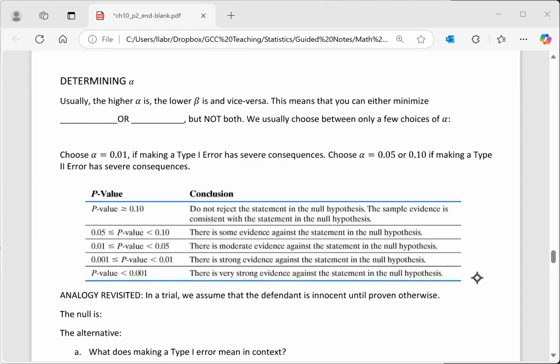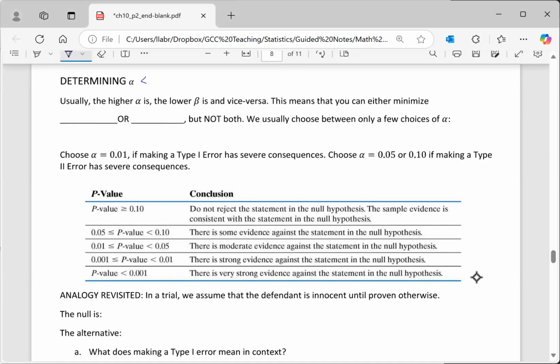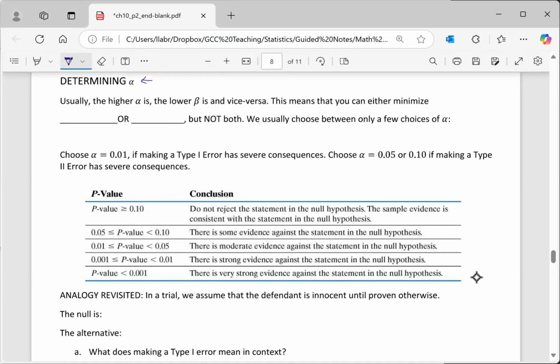All right. Before we find the probability of a type 2 error, there's one very important question, and that is, how does alpha get determined? Alpha is the probability of making a type 1 error, and we've seen that that happens when you reject the null, when in reality you should not be rejecting. So the short answer is that determining alpha, you basically base it off of the consequences.